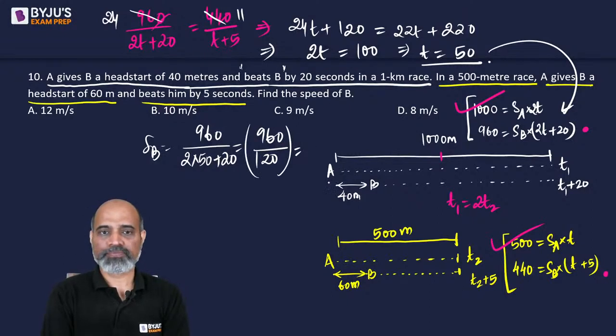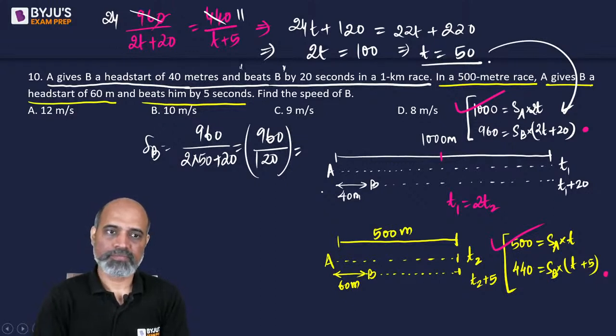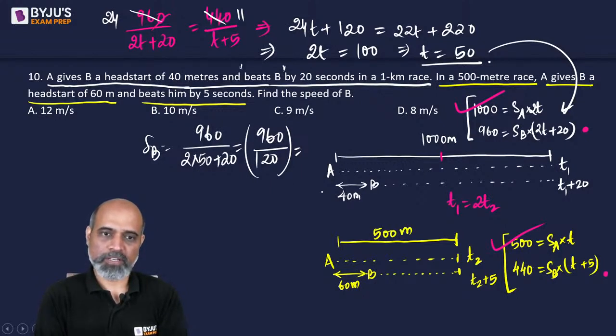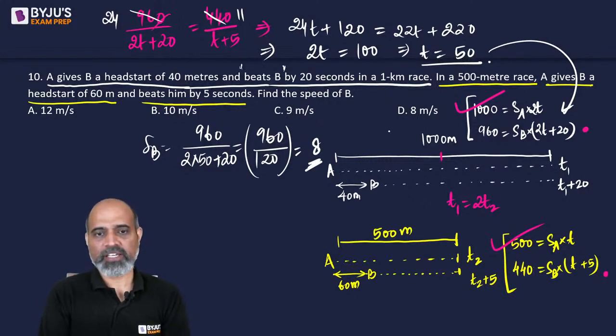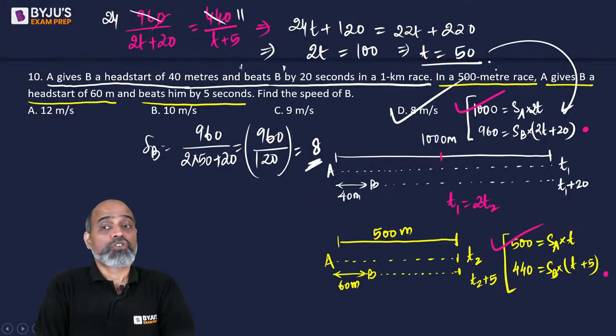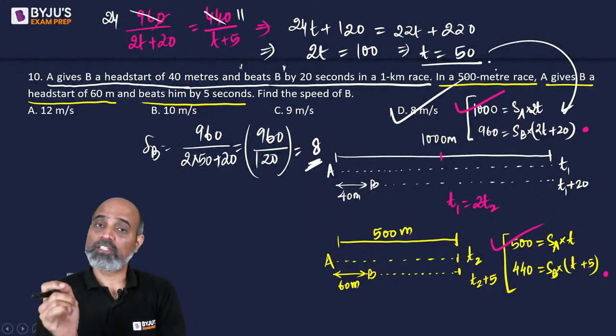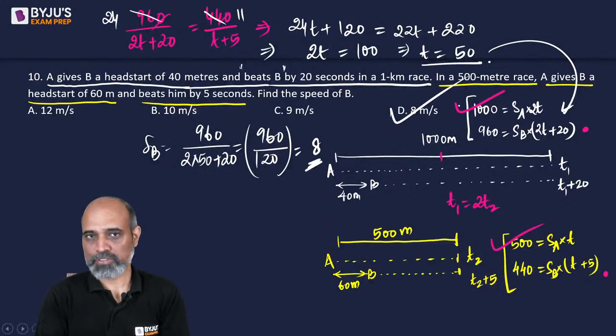So 2T was 100, right? So 40 by 5. Okay. No calculation mistake. 8 meters per second is the answer. Okay. So a bit of common sense so that we can reduce the number of variables and then we have to simply solve this.